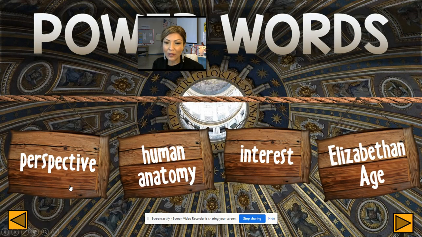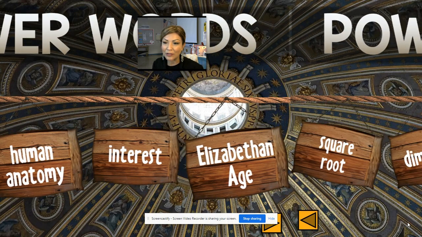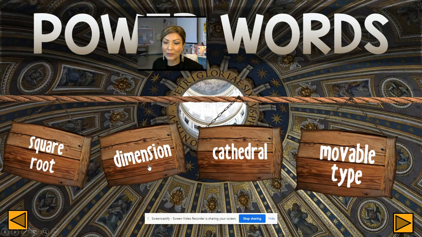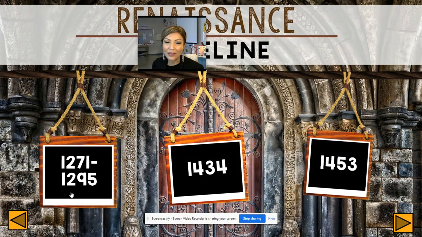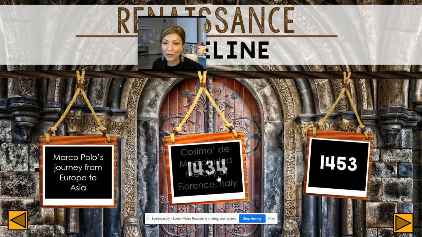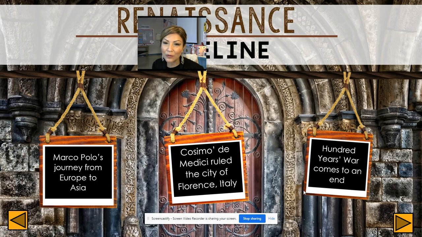Then you're going to click on all these: perspective, human anatomy, interest, the Elizabethan age, square root, dimension, cathedral, the movable types. These time periods, these timelines are important. 1271 to 1295, Marco Polo's journey from Europe to Asia. 1434, Cosimo de' Medici ruled the city of Florence in Italy. And 1453, the Hundred Years' War finally came to an end.